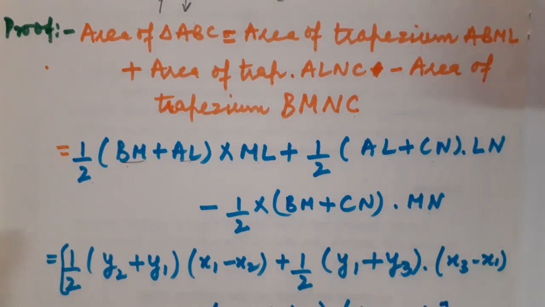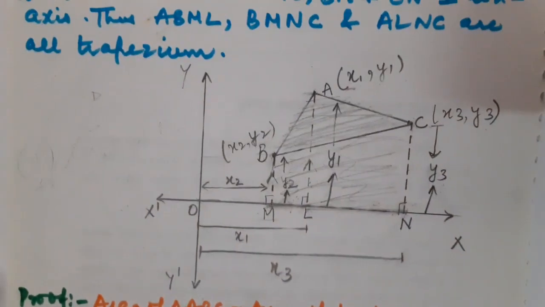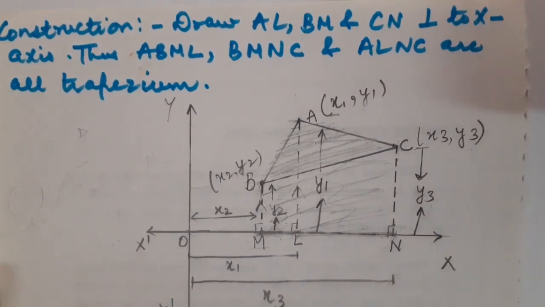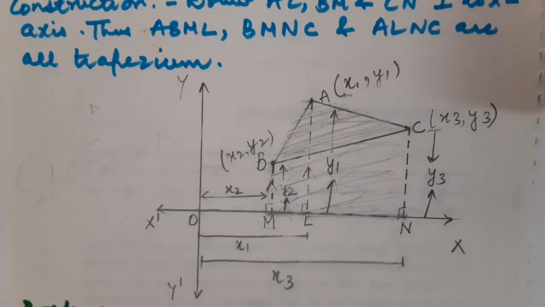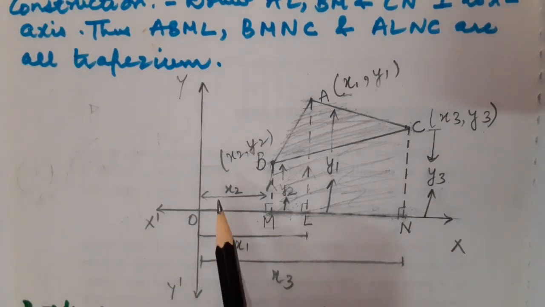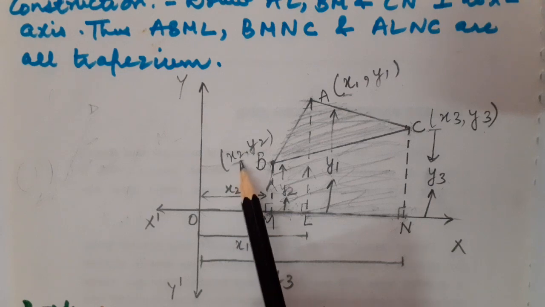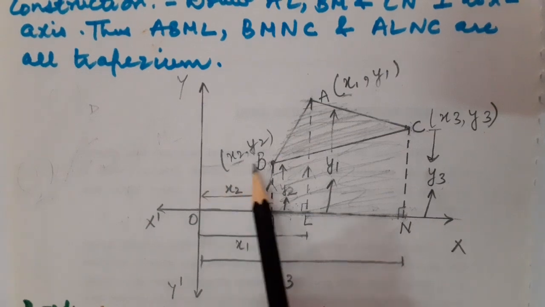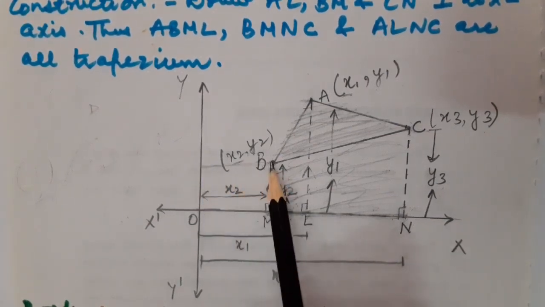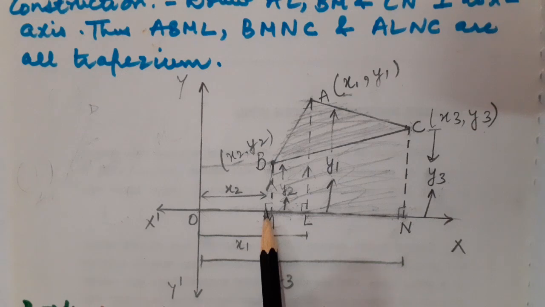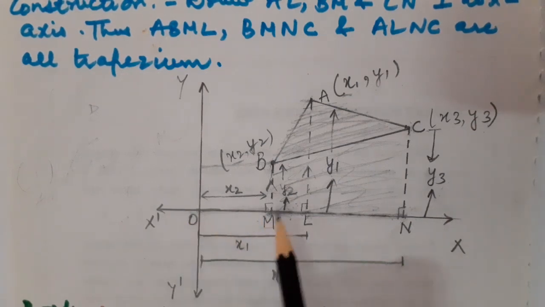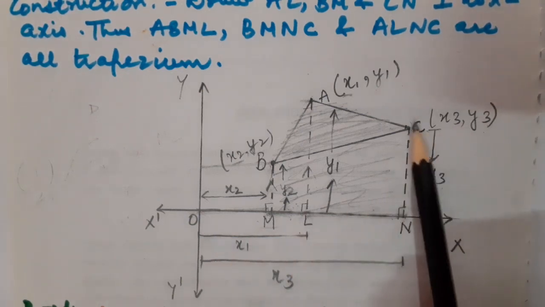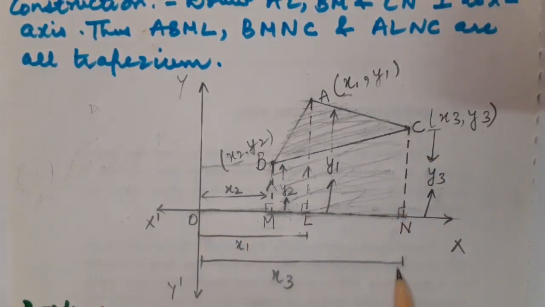Now let us calculate these values first of all. Please have a look. Again I am going to make you recall the same concept: the x coordinate of a point is its perpendicular distance from the y axis. For example, x2 is the x coordinate of point B. So can I say that OM is equal to x2? This complete part is x2. In the same manner, can I say OL is equal to x1? In the same manner, can I say this complete ON is equal to x3?